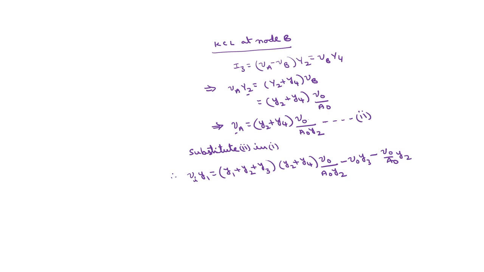Now, all the terms are either in terms of VI or V naught. So, you have to basically take the ratio of V naught to VI. This is equal to, after simplification, Y1 Y2 plus Y1 Y4 plus Y2 square plus Y2 Y4 plus Y2 Y3 plus Y3 Y4 into V naught by A0 Y2 minus V naught Y3, V naught by A naught Y2.